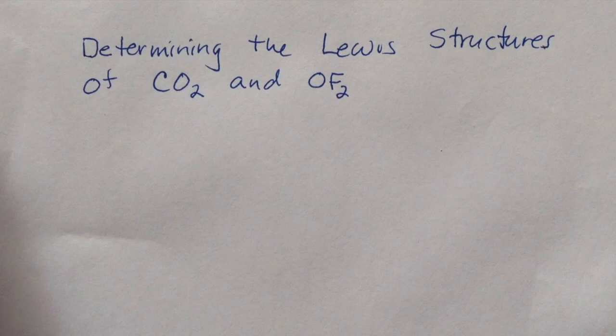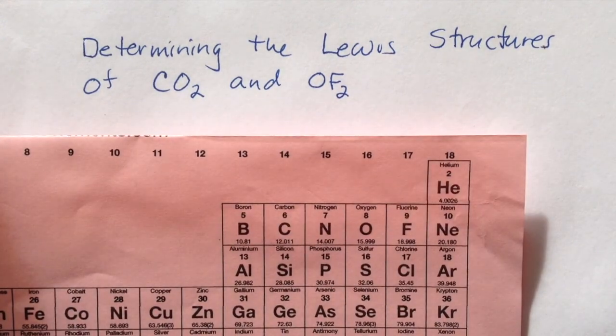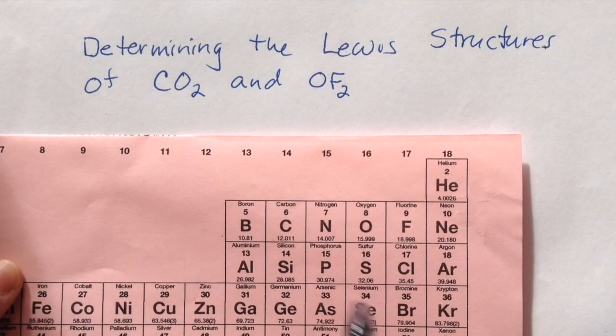So let's take a look at determining the Lewis structures of carbon dioxide and oxygen difluoride. Valence electrons are the key for this, so the first step is to figure out how many valence electrons are in each of the atoms in the molecule. Let's take a look at carbon dioxide first.